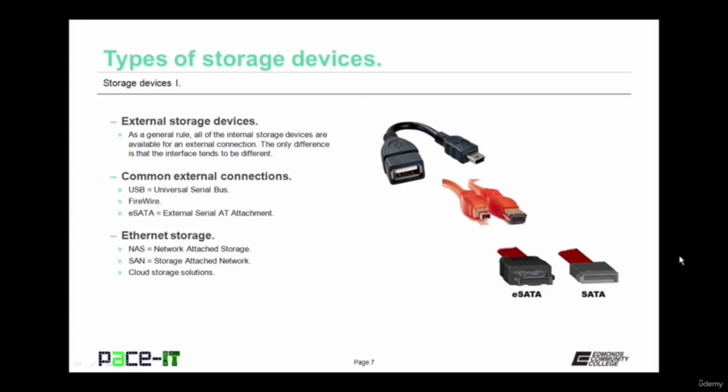Other types of external storage devices would be the network attached storage, the NAS. There's also the storage attached network, the SAN. More than likely, you will not find these in your average small office, home office, but you can find them in the enterprise environment. Then there are also cloud storage solutions, which tend to be a type of storage attached network. And as a rule, these all involve transferring your data over Ethernet.